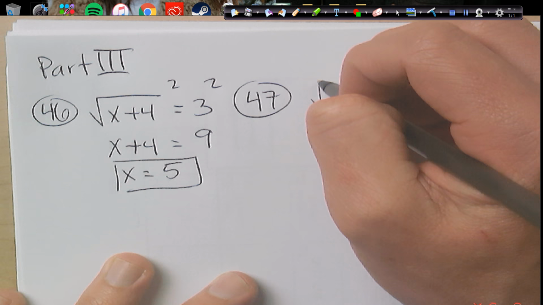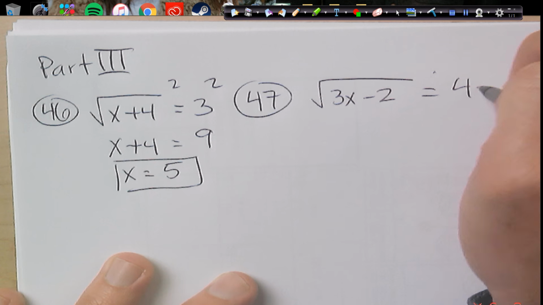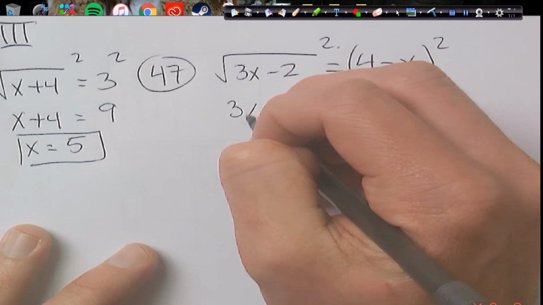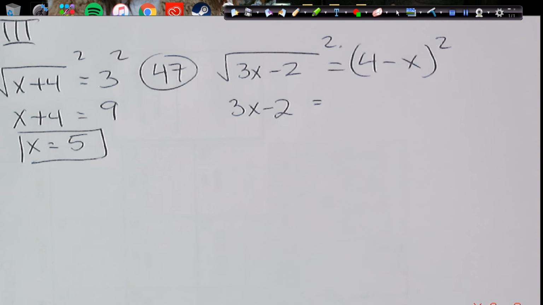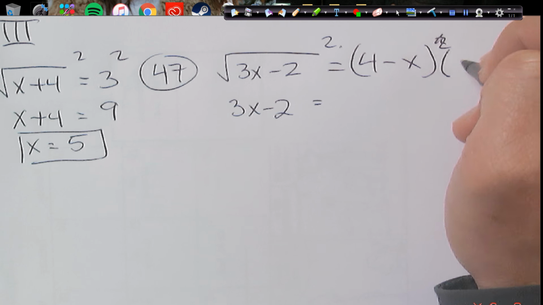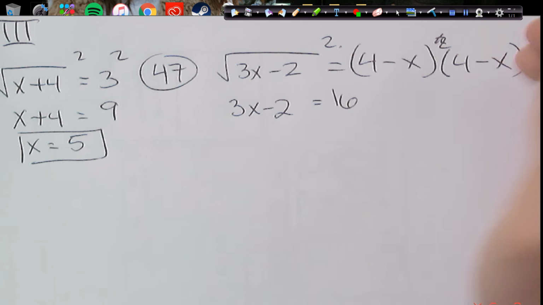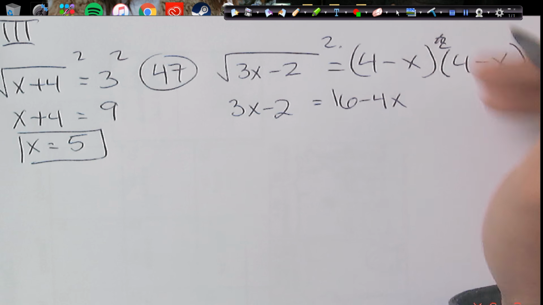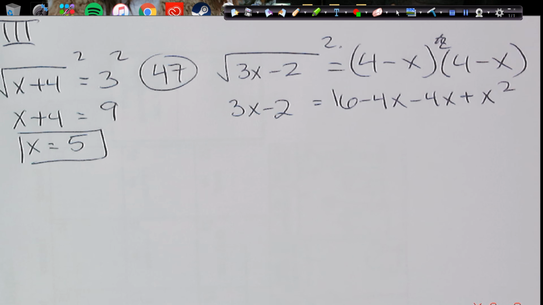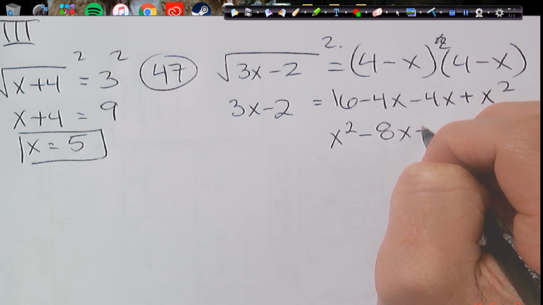47, again the square root of 3x minus 2 equals 4 minus x. So we're going to square both sides, and this is going to become 3x minus 2. Over here we're going to have to FOIL 4 minus x, so we can get rid of the square. 4 times 4 is 16. 4 times negative x is negative 4x, and you get that again, and then a positive x squared. So we wind up with x squared minus 8x plus 16.